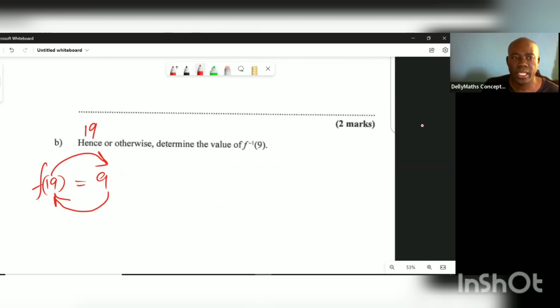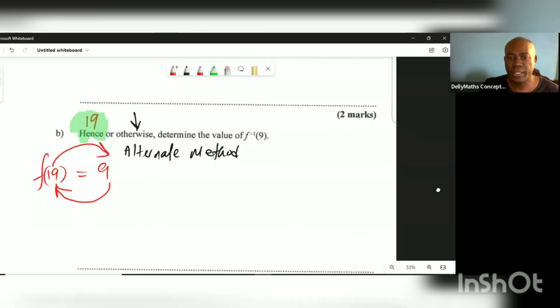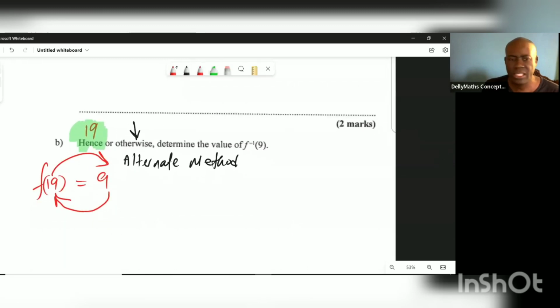But let us say that we don't get the understanding of the inverse to say hence would give me that. Hence would have meant that you use the answer you just gave and give back an answer. Bam, 19. The otherwise would have been to work out the inverse and plug in 9. So the answer is already 19, but I'm going to do the inverse just as an alternate method. So doing the otherwise, we need to find the inverse. So let's go for the inverse.